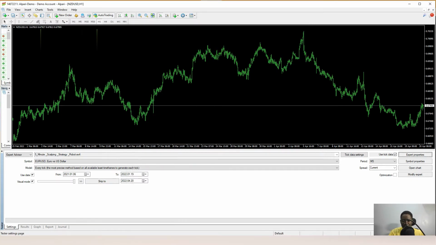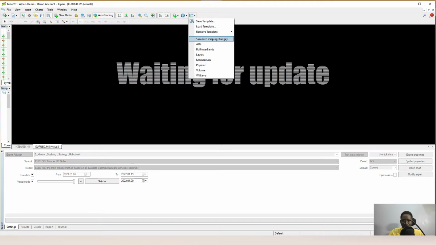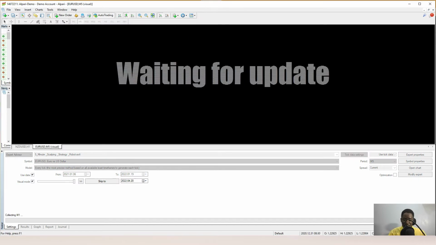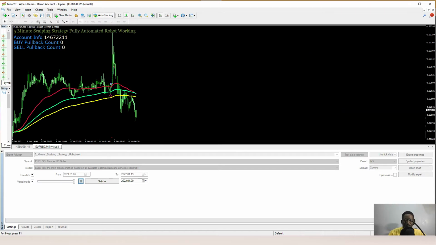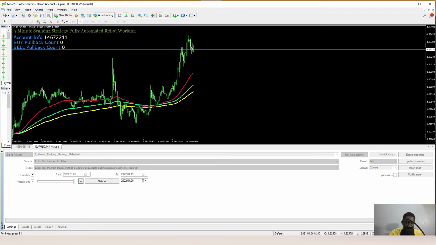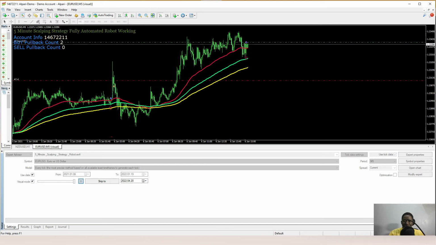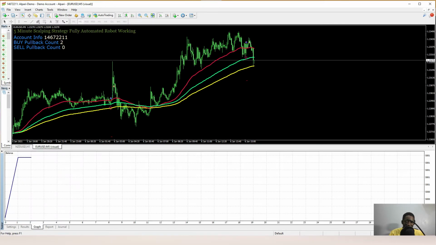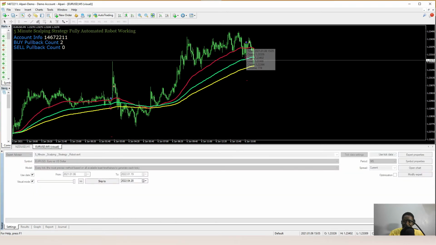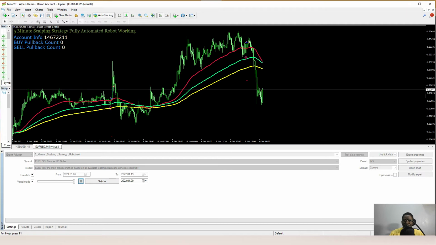Then let's click on start. Let me put the template there so we can see what is going on. Let me click on play. So you can see it enters for our buy trade here. You can see this arrow. It enters for our buy trade here. So let's continue. See, it entered for another buy trade here, and you can see the graph here. It is using the break even, and it's also using the trailing stop. So let's continue.